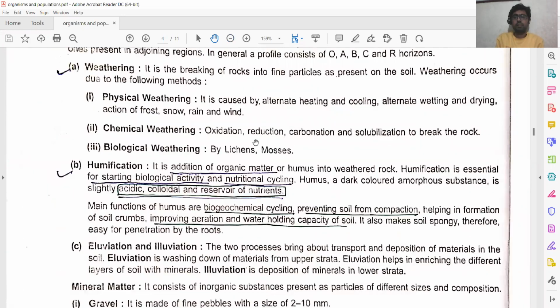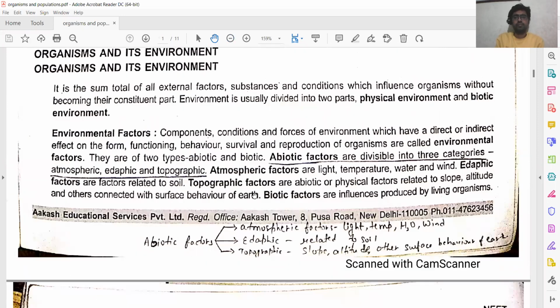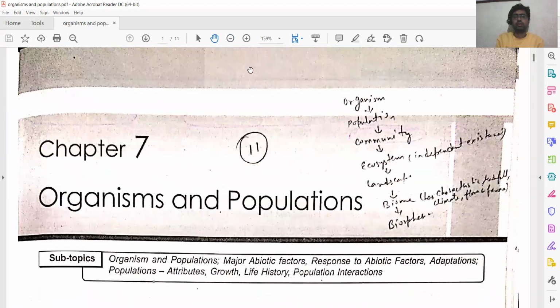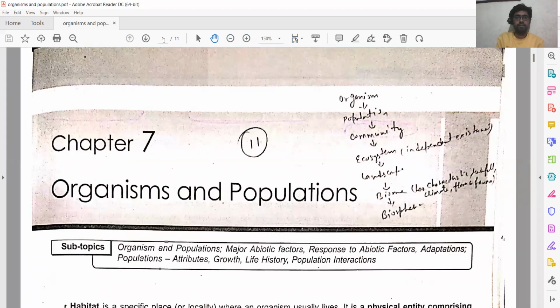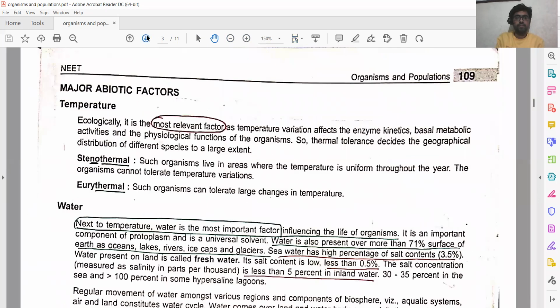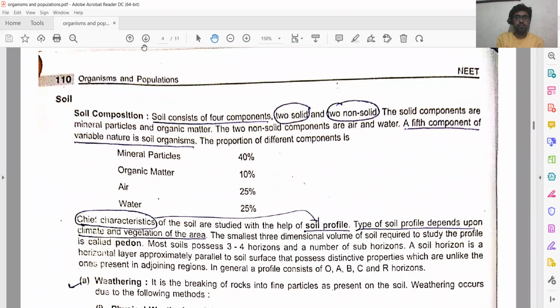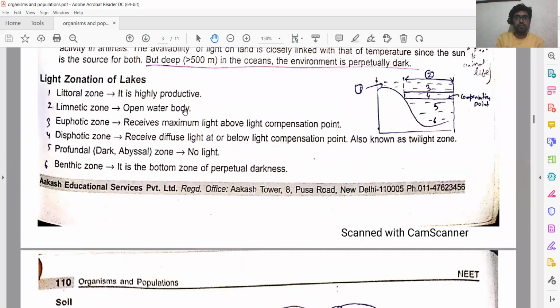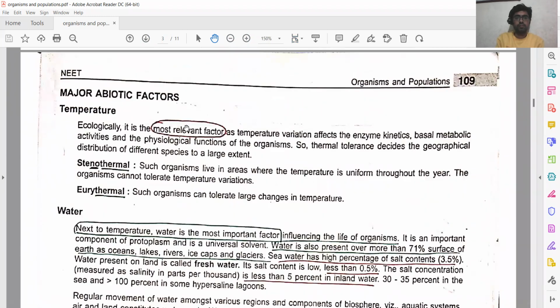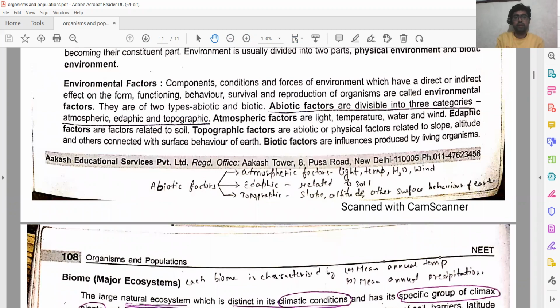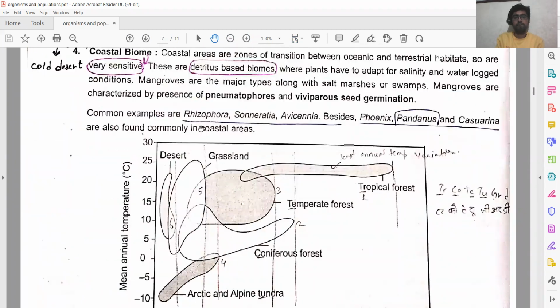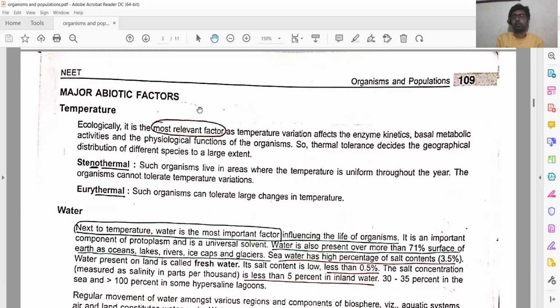Okay, let us wrap up for today. This is an 11 page chapter, no? And we completed only the second page for today, no? Okay, no problem.